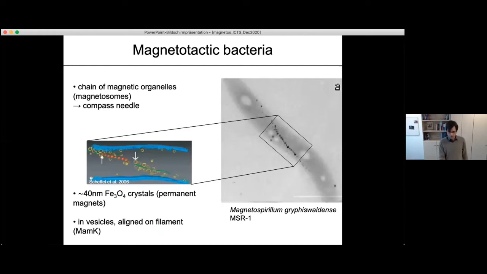And if one zooms in, which has been done with cryo-EM, then one sees that these particles are wrapped inside a vesicle, so there is a lipid membrane around them, and they are attached to a cytoskeletal structure, some filament here, so that you get this nice one-dimensional structure that can act like a compass needle for the cell. So what we have here is basically a permanently magnetic structure that can act like a compass needle, and if you put that into a magnetic field, that can passively orient the cell.